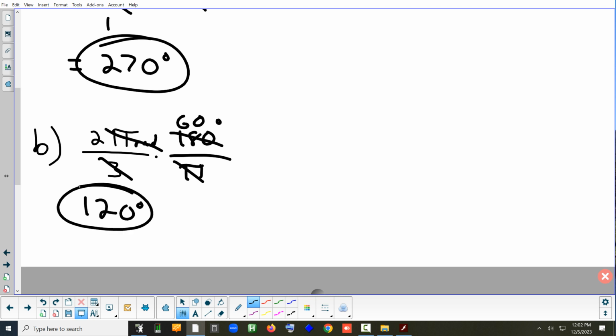And that's how you convert between degrees and radians. So that's 120 degrees and how many radians? 2 pi over 3 radians. So like 2/3 of a radian is 120 degrees. Well, no, I shouldn't say it that way. 2 pi over 3 radians is 120 degrees.